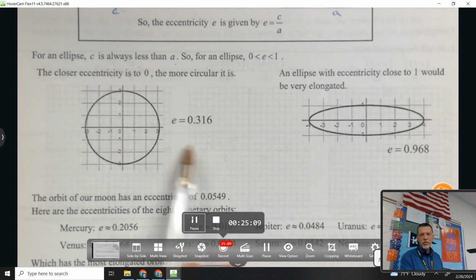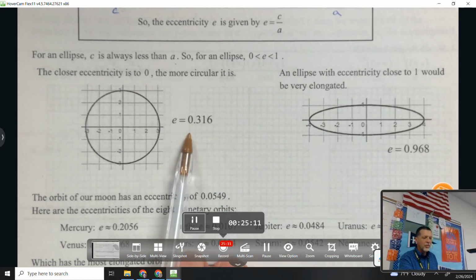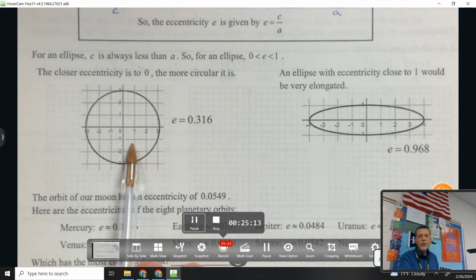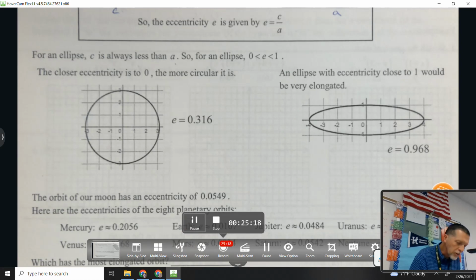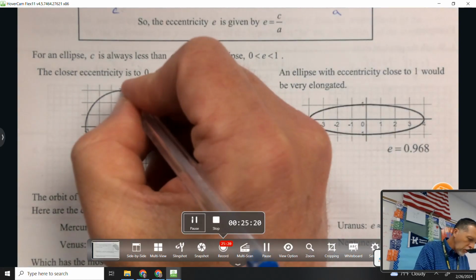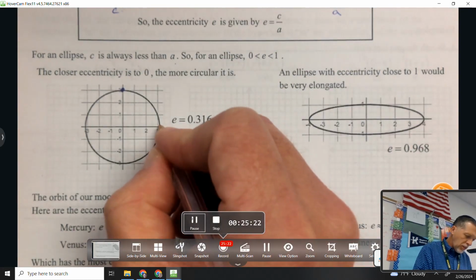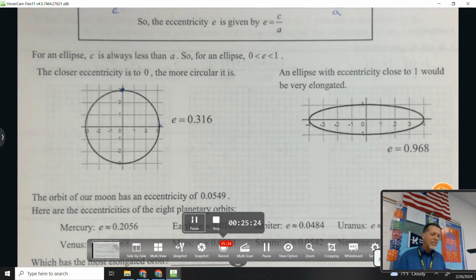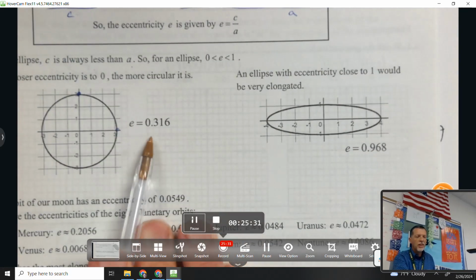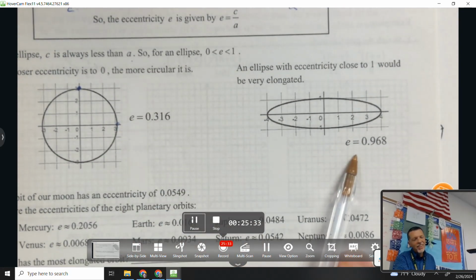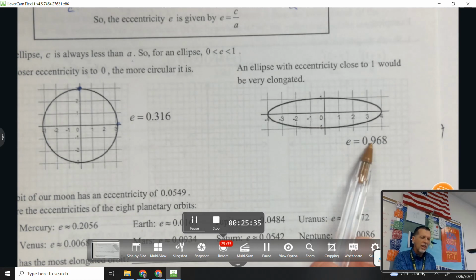So here's just a couple pictures. That eccentricity is 0.3, and you'd have to look really hard. If that didn't have a scale, you'd just say, oh, it's a circle. And then you look really close, and you're like, wait a minute, it goes 3 up and down, and 3.1 left and right. So it's not a circle, it's barely an ellipse. But its eccentricity is low. If eccentricity is high, then it's more ovally, if that's a word.